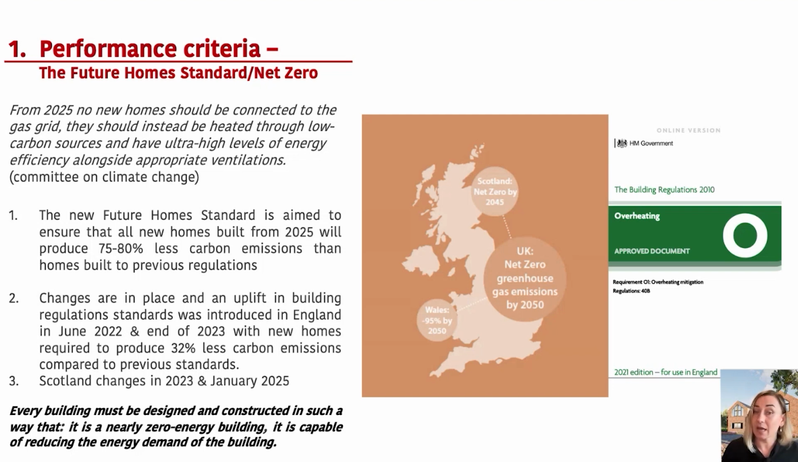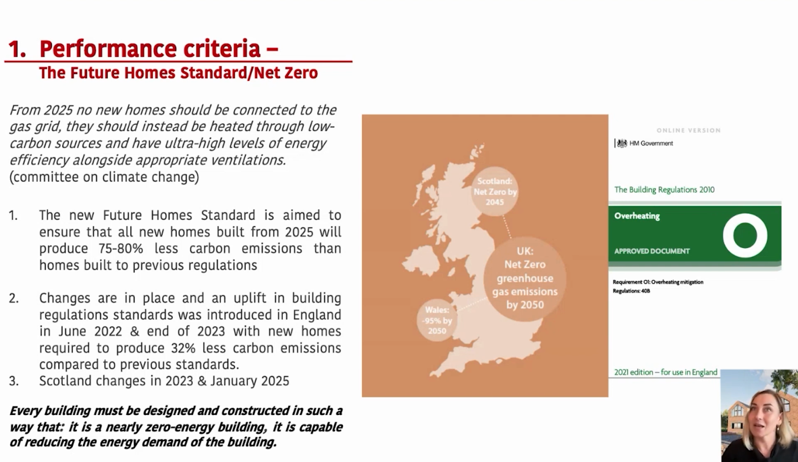So the government plan is also to introduce further regulations and performance criteria from this year, from 2025, through the Future Home Standard, which is aimed to ensure that all new homes built from this year will produce around 75 to 80% less carbon emissions than the homes built to the previous regulations.